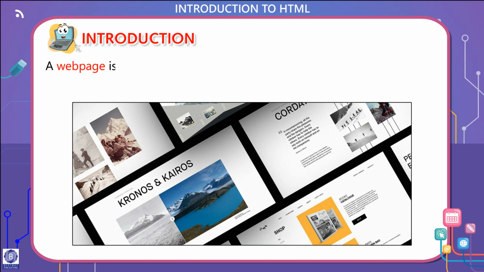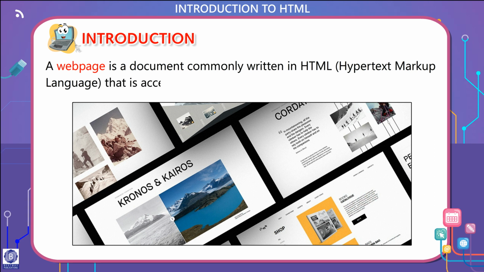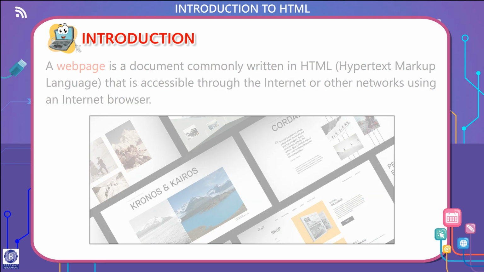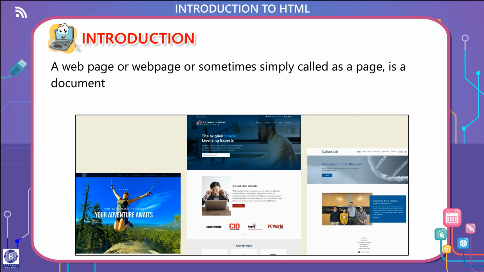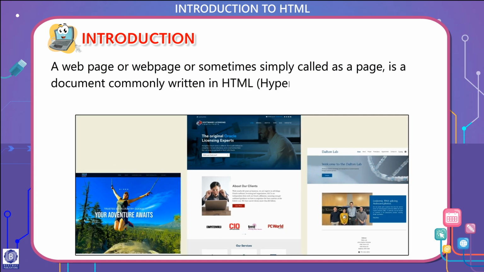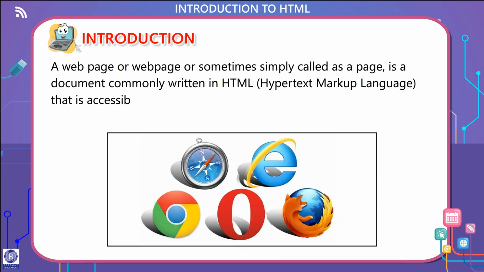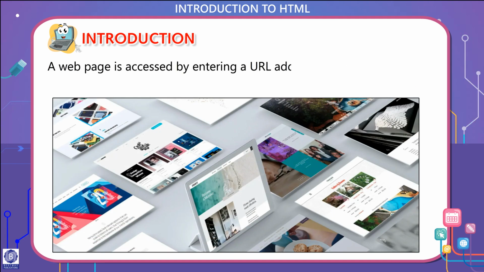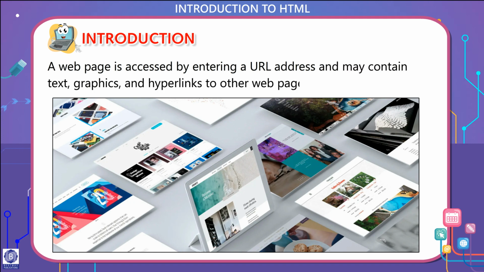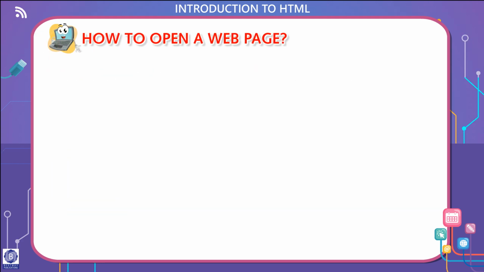Introduction. A web page, or sometimes simply called a page, is a document commonly written in HTML, hypertext markup language, that is accessible through the internet or other networks using an internet browser. A web page is accessed by entering a URL address and may contain text, graphics, and hyperlinks to other web pages and files. How to open a web page?